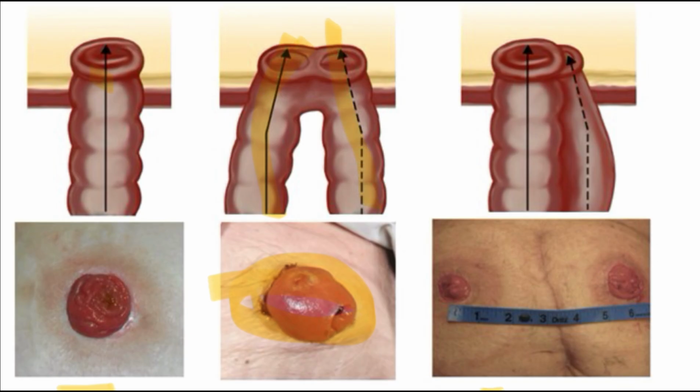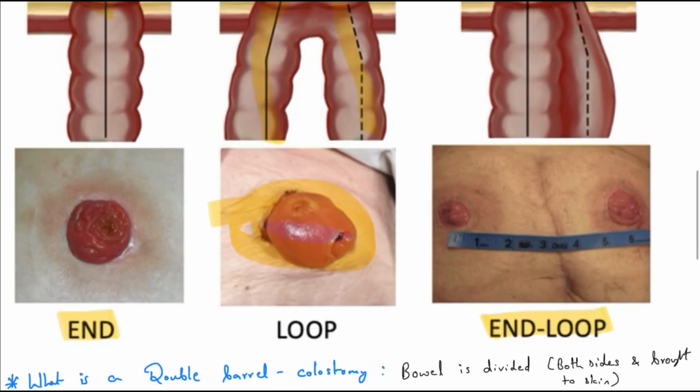You can see it in ileostomy. Next, you can see an end and loop ileostomy. So these are the things.